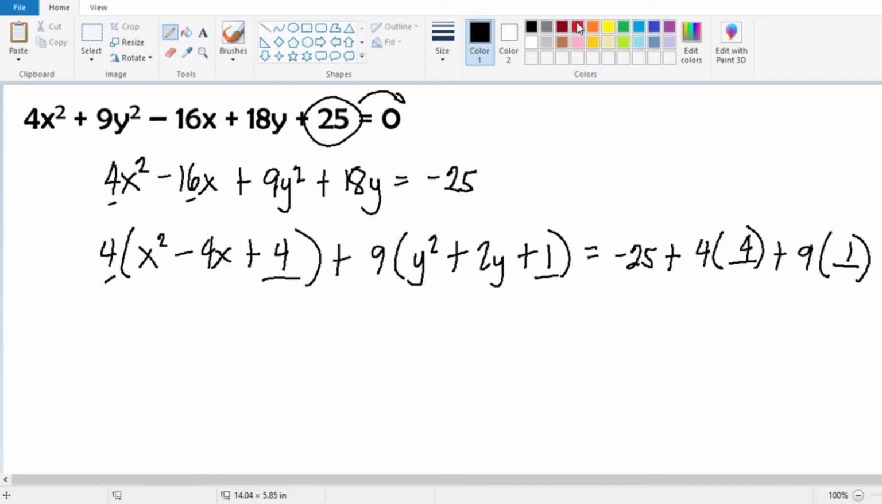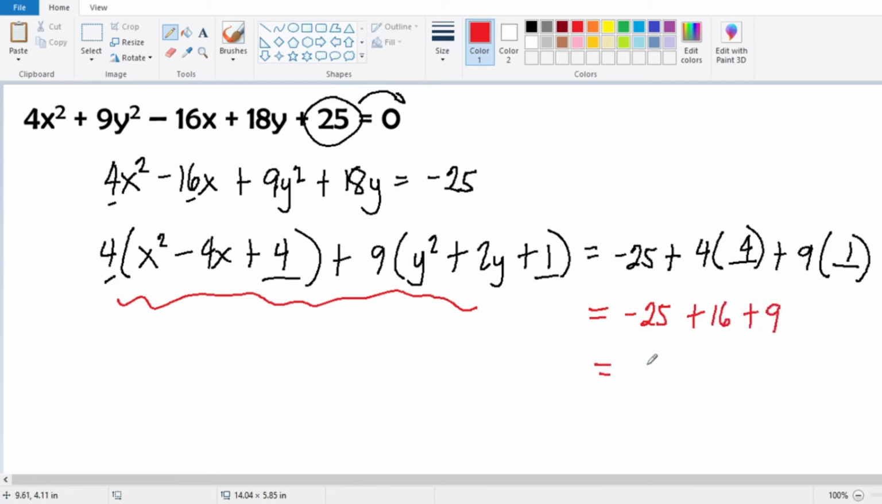Okay? Next. Kahit wag nyo na itong galawin, ito na lang ang ayusin natin. Kasi ang importante lang naman is to know if 0 siya or negative siya. Okay, so negative 25 plus 16 plus 9 and you have there 0. Which means then that this is not an ellipse. Okay, but a point.